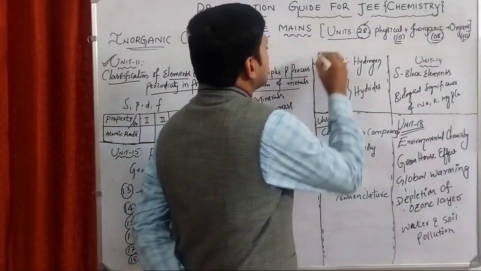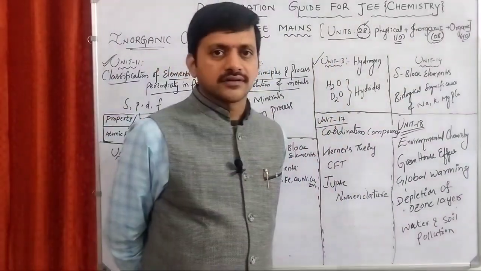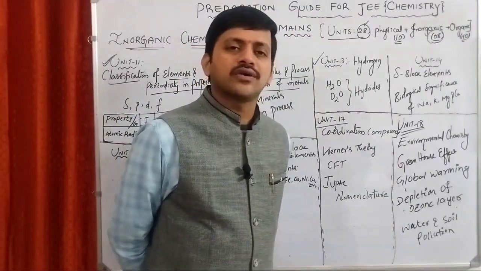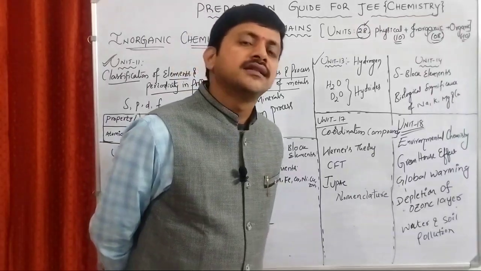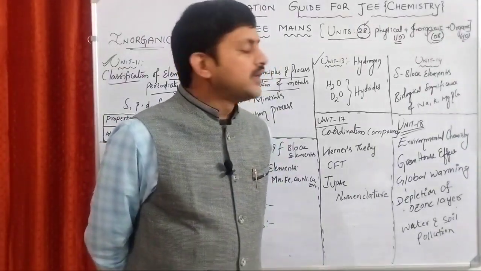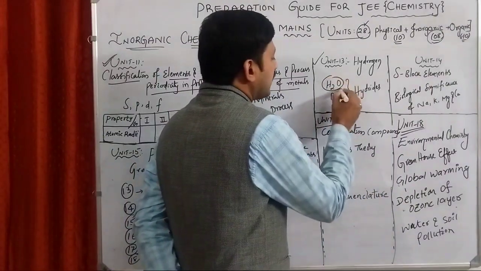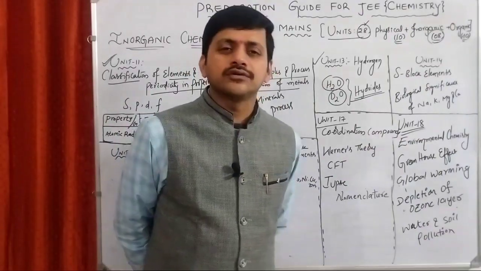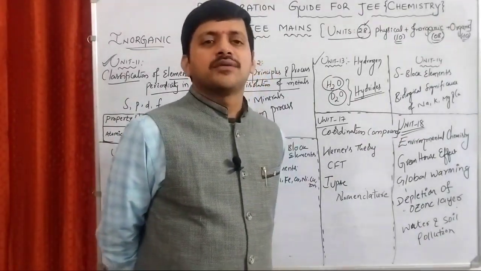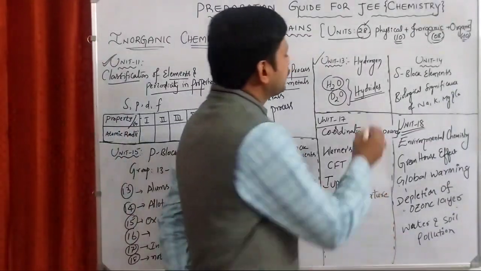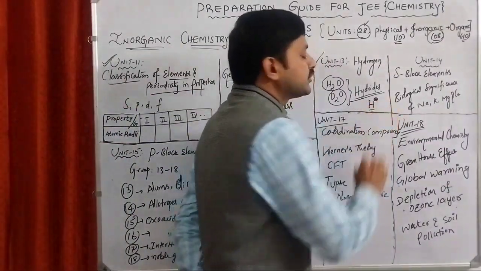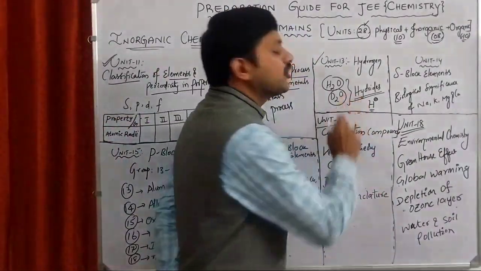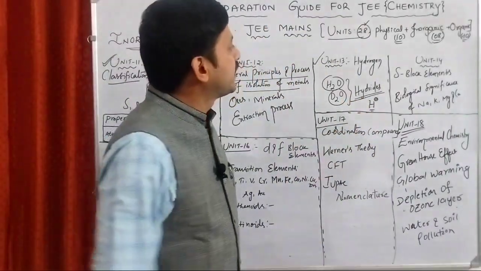Next one is what? Unit 13, that is hydrogen. We all know that hydrogen is the first element in our periodic table. It combines with different kinds of elements, thereby we have different kinds of compounds. In this particular unit, you should focus on water and heavy water. Generally hydrogen is present in the form of H plus ions. But in case of the hydrides, the charge on the hydrogen will be H minus. That's why we should have clear concentration on the topic of hydrides also. Okay.